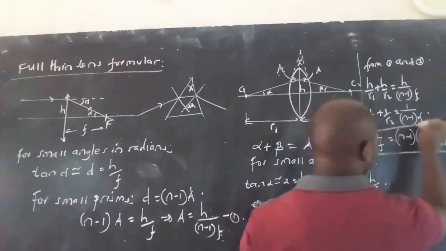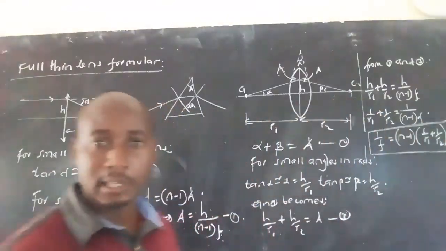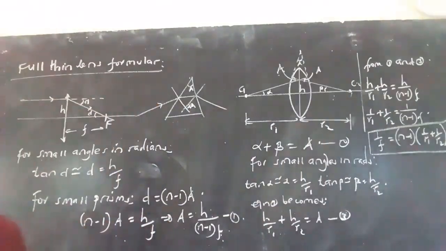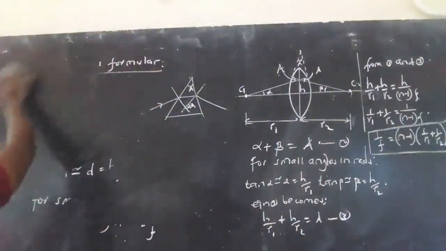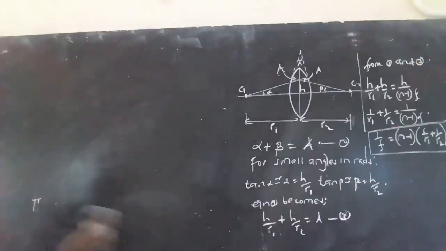Very important equation. Very important equation. So that is the thin lens formula. Full thin lens formula. So then we shall now say sign convention.